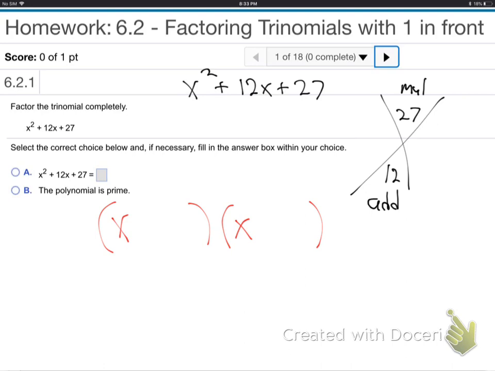9 and 3, yeah. And 3 and 9, 9 and 3, the order doesn't matter at all. 3 and 9, both positive. Either order, doesn't matter. Multiply to be 27, add to be 12. That's it. If you FOILed that out, it would go back to this. Good? Remember that a little bit?